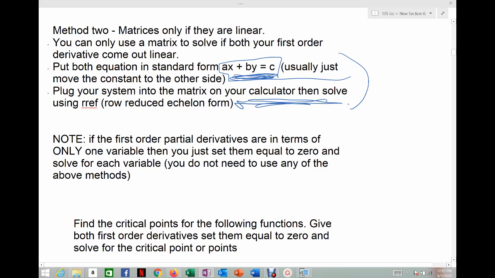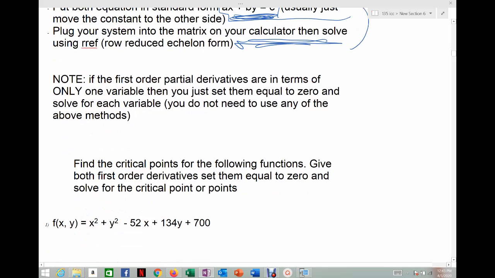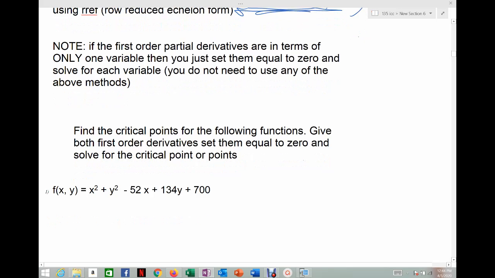The last one's not really a method, it's more of a note. If the first order partial derivatives are in terms of only one variable, so suppose I find the derivative with respect to x and there are only x values in it, I just solve for x. And if I find the first derivative with respect to y and there are only y values in it, I solve for y. You don't have to do any substitution or matrix method. You just solve accordingly, solving for x and for y in the two equations. And we'll do an example of each of the cases.